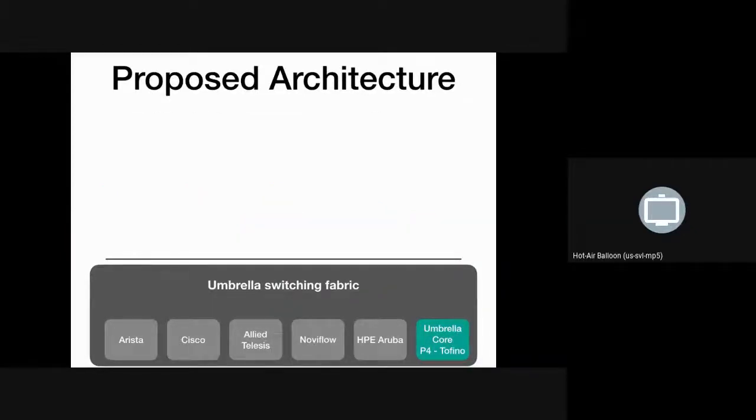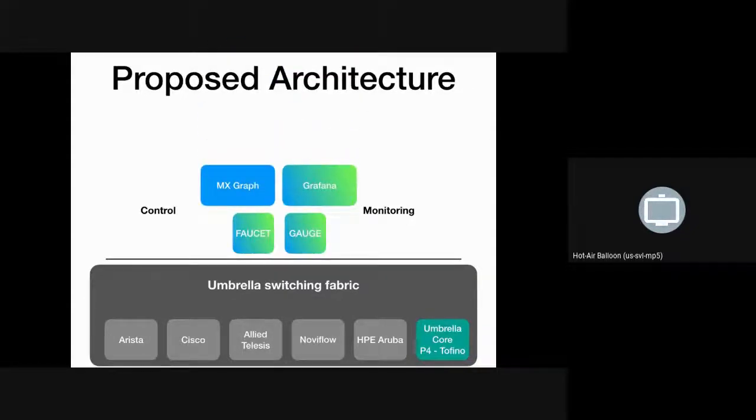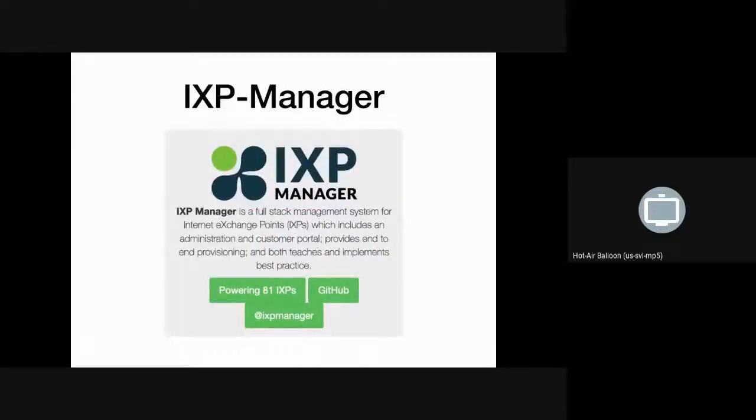That's for the process, but for the proposed architecture for the control plane and monitoring, you used the classical Faucet and Gauge with Grafana, but now we get MX Graph. MX Graph is actually based on Draw.io, which we talked about quite a lot yesterday. They have an open source core engine that is going to be used, but it connects directly to IXP Manager.